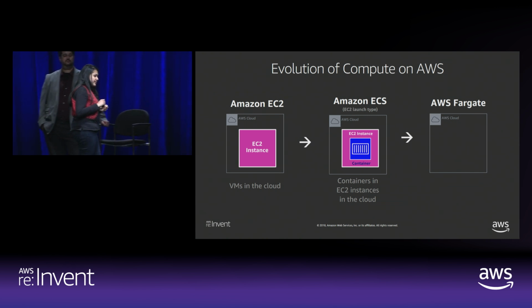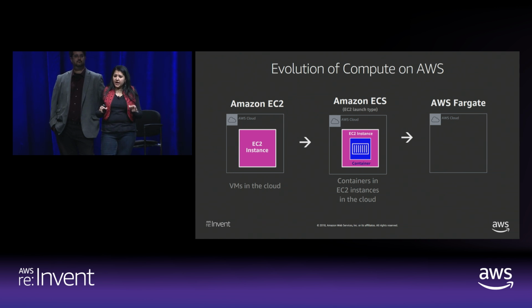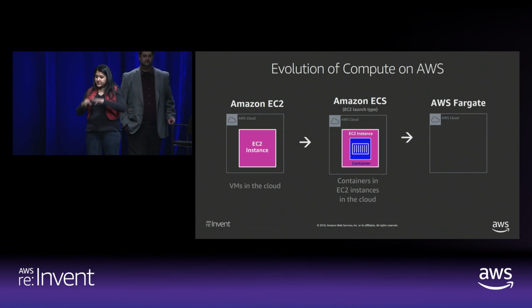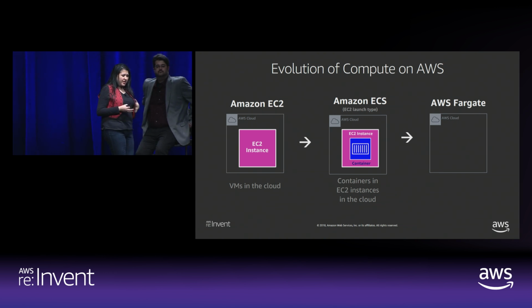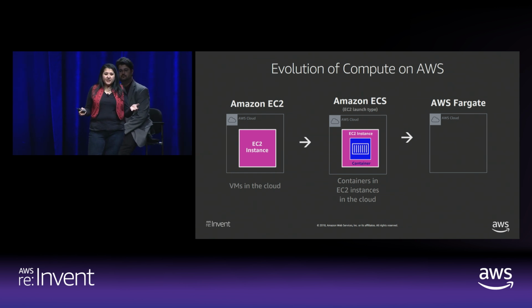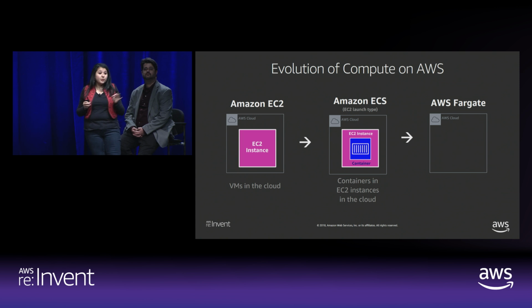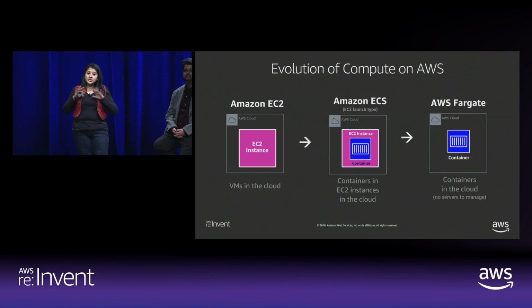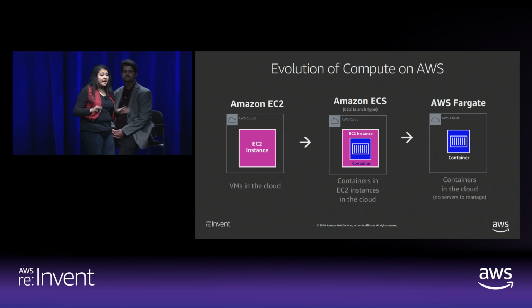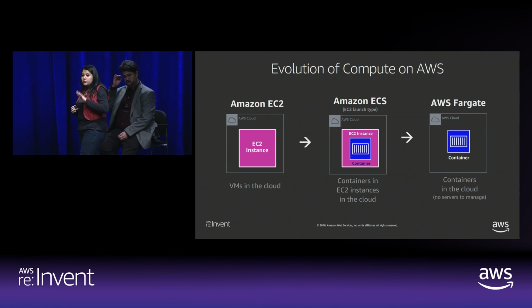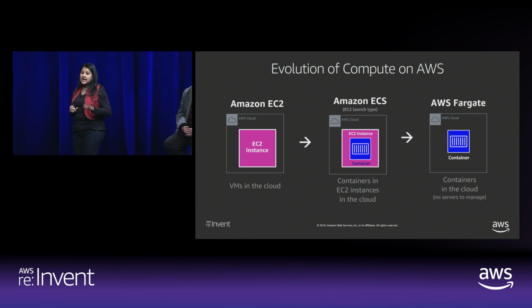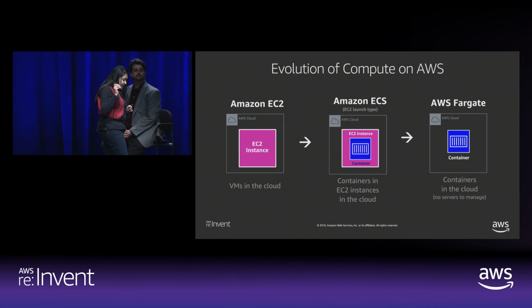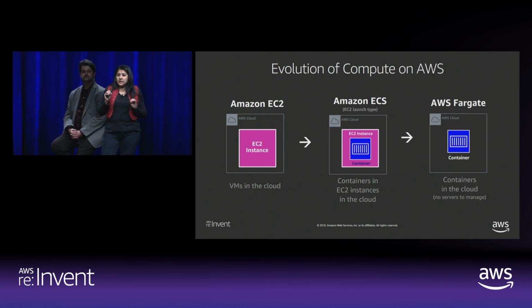But then customers told us that they really only cared about the applications that were running within the containers. Managing and maintaining this EC2 instance or the VM layer around these containers is just undifferentiated heavy lifting that adds zero value to your business. And so we listened, and we launched Fargate, which basically removes the need for you to manage any kind of instance or VM or server underneath your containers, and you can just launch your containerized applications as first-class citizens in the AWS cloud.